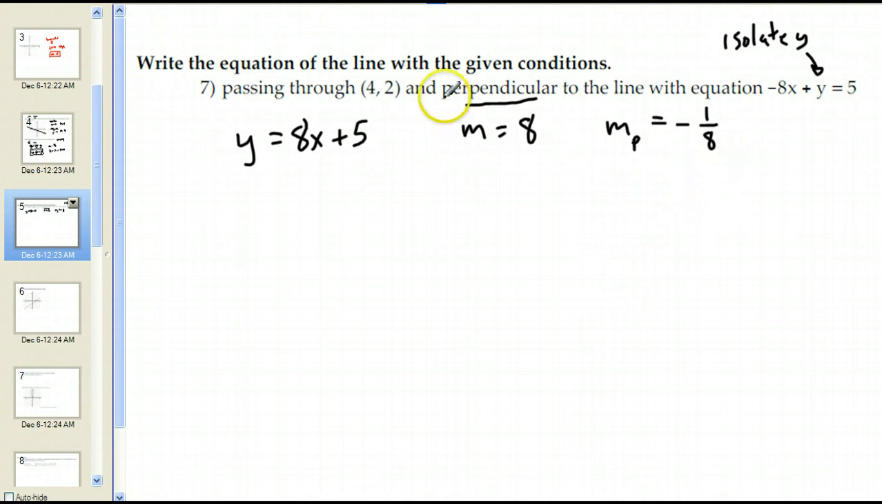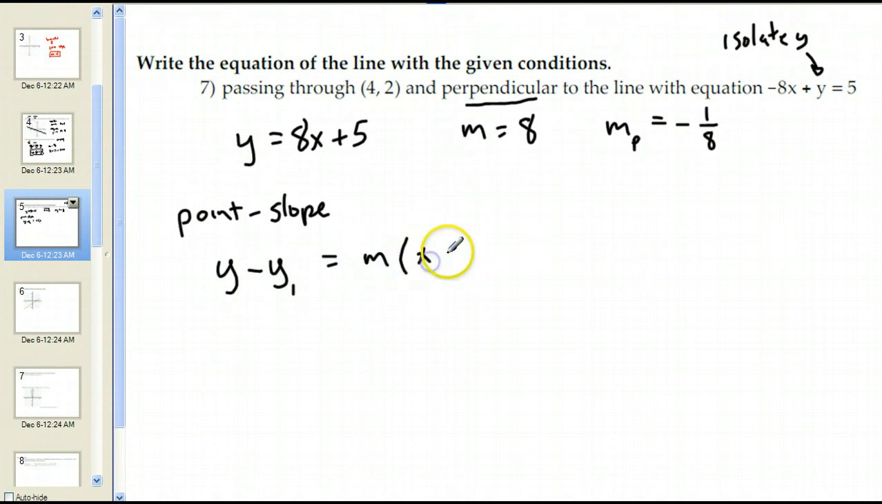Alright, so that's one thing we need. There's our point. We're going to use the point slope form. Point slope says y minus the y coordinate of the point equals the slope times x minus the x coordinate of the point. And then you just simplify and isolate that y, and you've got the slope intercept.